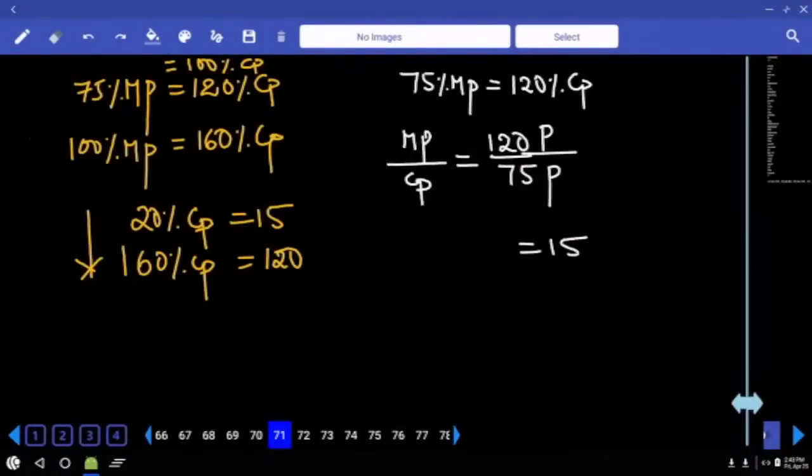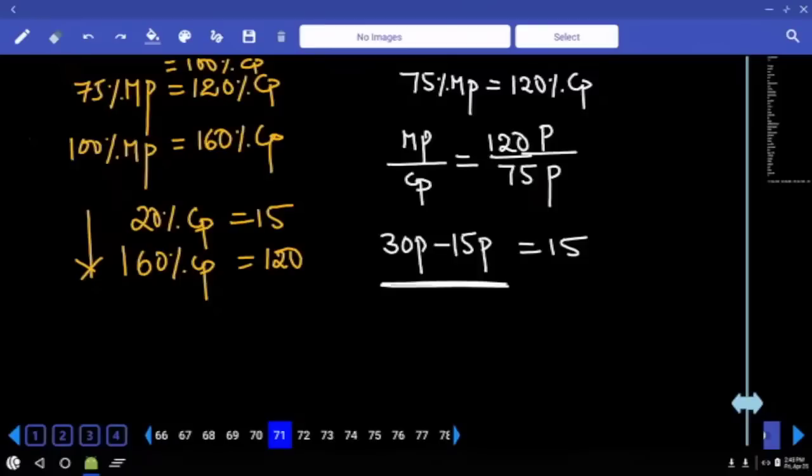25%. Discount is always calculated on market price, which is 120 parts. 25% of that number, 1/4, is 30 parts. Are you okay? How much is profit percentage? 20%. Profit percent is always calculated on cost price. 20% of this number is 15 parts. 30 parts minus 15 parts.